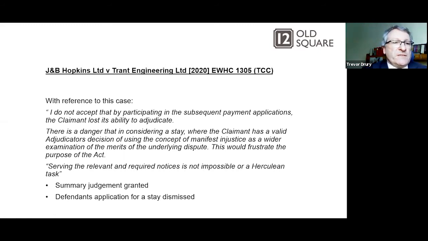In terms of this case, the judge said, I do not accept that by participating in the subsequent payment application, the claimant lost its ability to adjudicate. There is a danger that in considering a stay where the claimant has a valid adjudicated decision, using the concept of manifest injustice as a wider examination of the merits of the underlying dispute would frustrate the purpose of the Act. Serving the relevant and required notice is not impossible, nor a Herculean task, said the judge. He wasn't best impressed with all this, and he granted summary judgment, and the defendant's application for stay was dismissed. So probably nothing particularly unsurprising in those two cases.